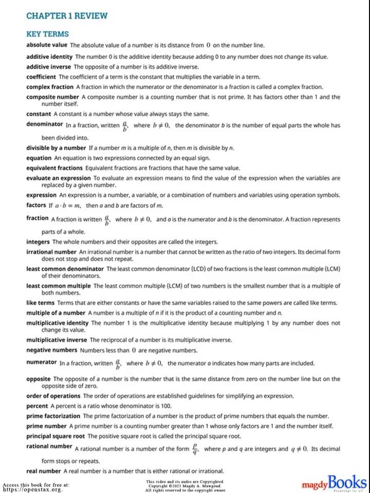Constant. A constant is a number whose value always stays the same. Denominator. In a fraction, written a over b, where b does not equal 0, the denominator b is the number of equal parts the whole has been divided into. Divisible by a number. If a number, m, is a multiple of n, then m is divisible by n.